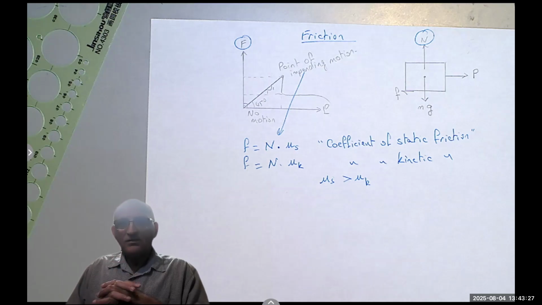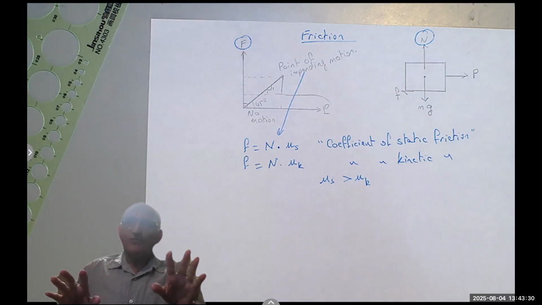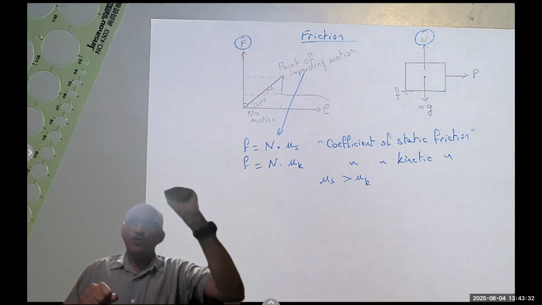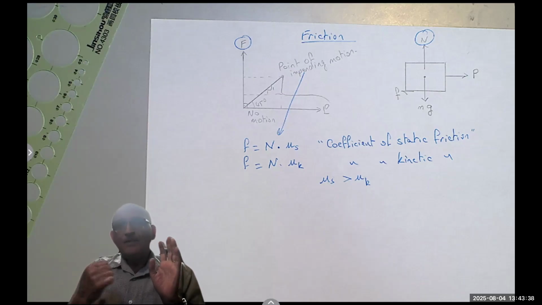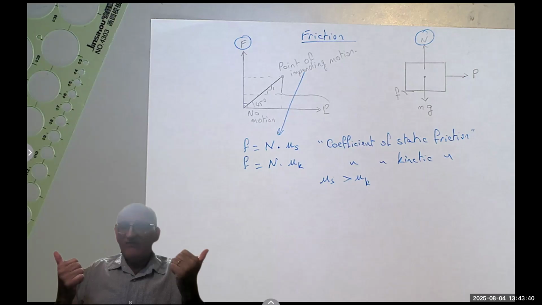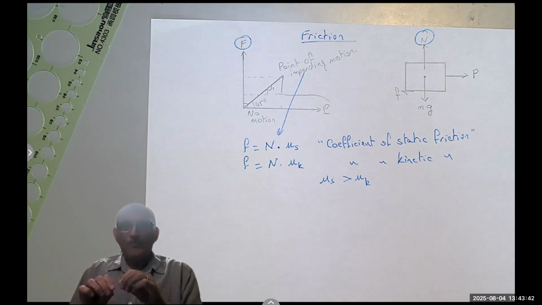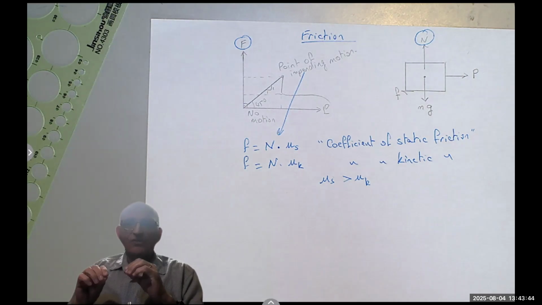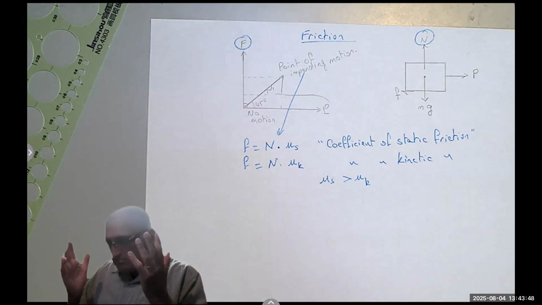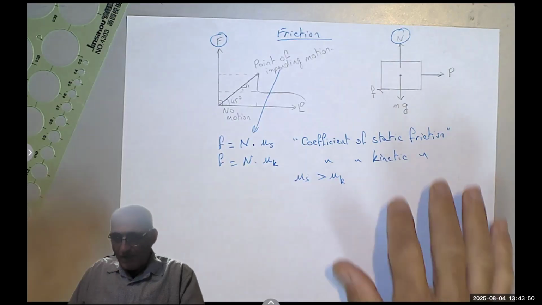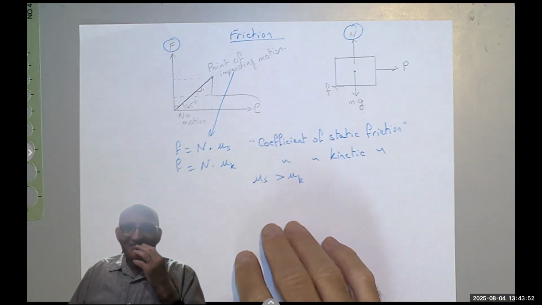Okay, so now we solve the problem that, first of all, we said the normal force doesn't necessarily equal the weight. P equals F as long as we don't have motion. At the point of impending motion, F equals N times mu sub S. Good, so far so good. We still have a problem.